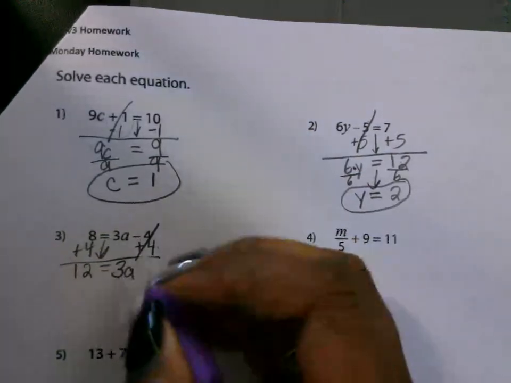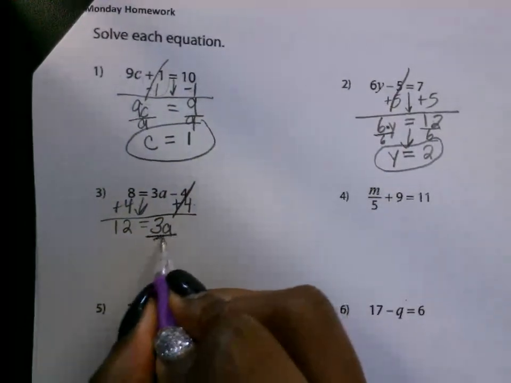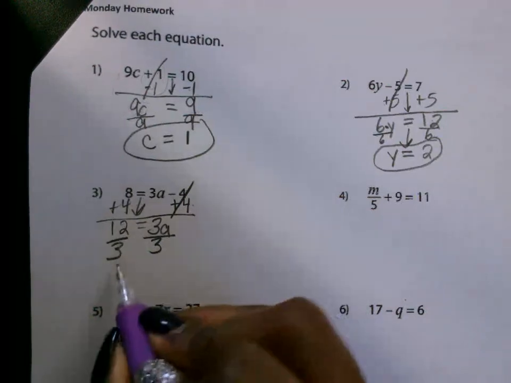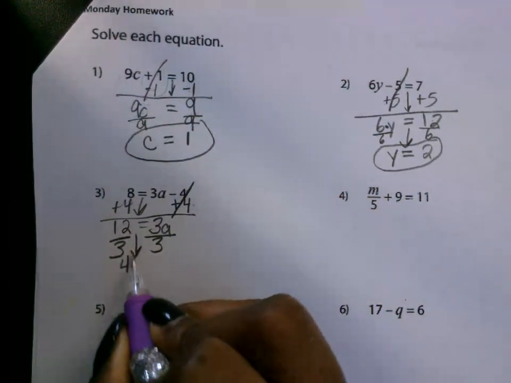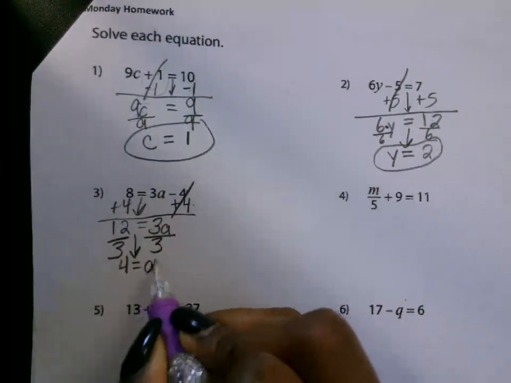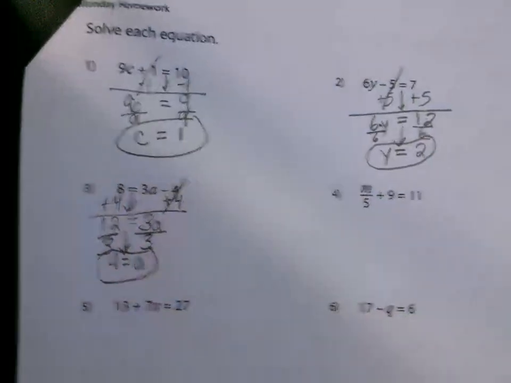3 is attached to a by multiplication. The opposite of multiplication is to divide. So we're going to divide by 3 on both sides. 12 divided by 3 gives me 4. Bring down the equal sign. 3 divided by 3 gives me 1. So this is 1a, or just a. Okay? Let's look at number 4.